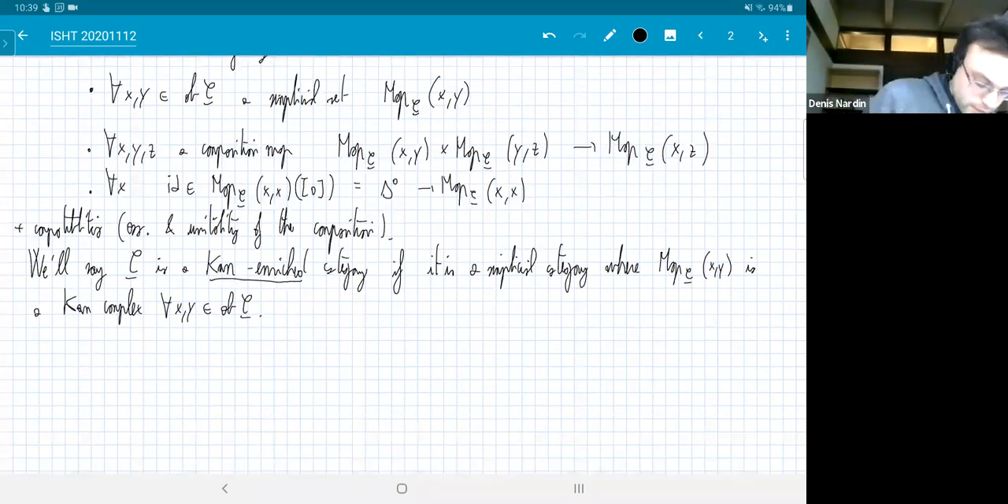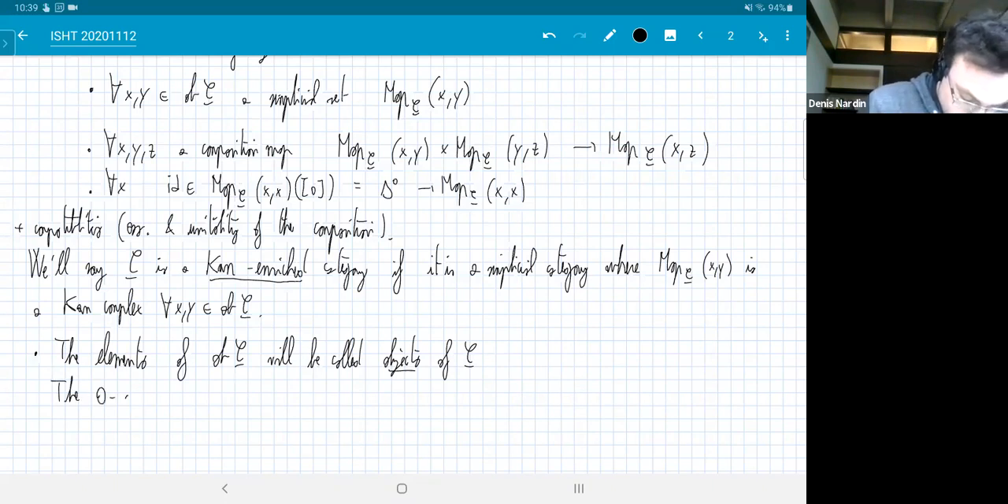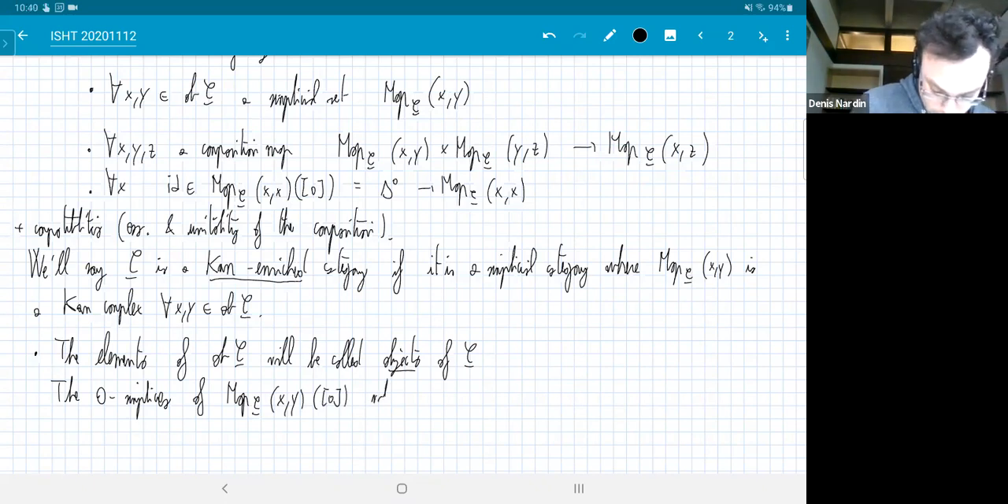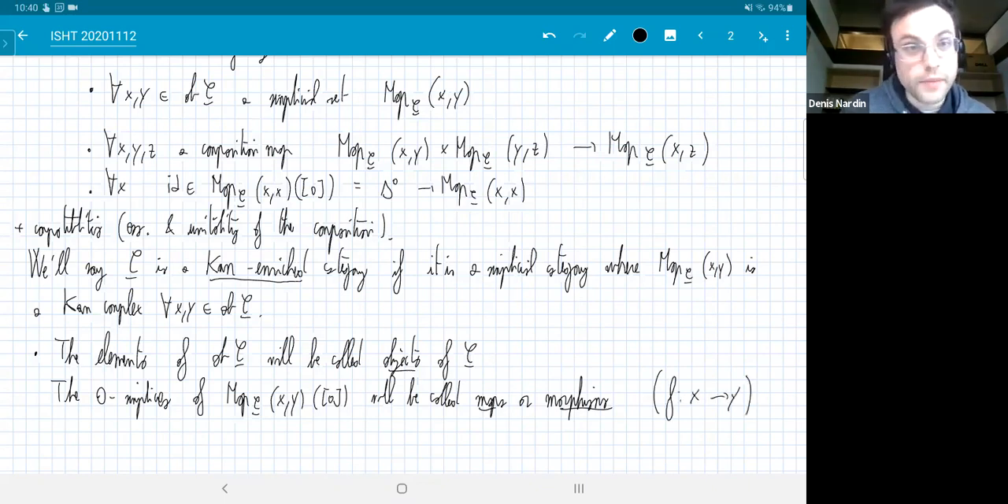So just as a bit of terminology, the elements of C underline will be called objects of C underline. The zero simplices of map C underline X comma Y will be called maps or morphisms. And I'll often write stuff like f goes from x to y.